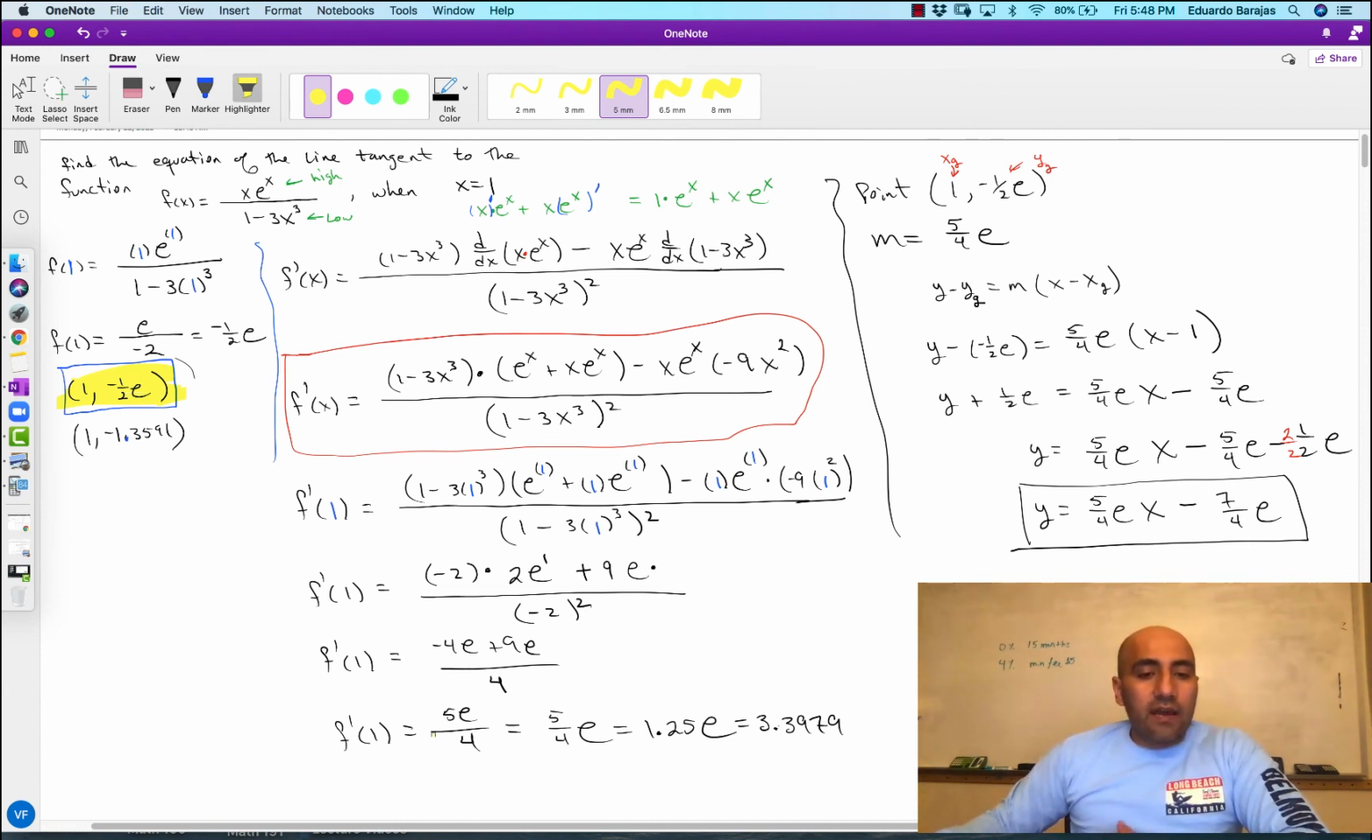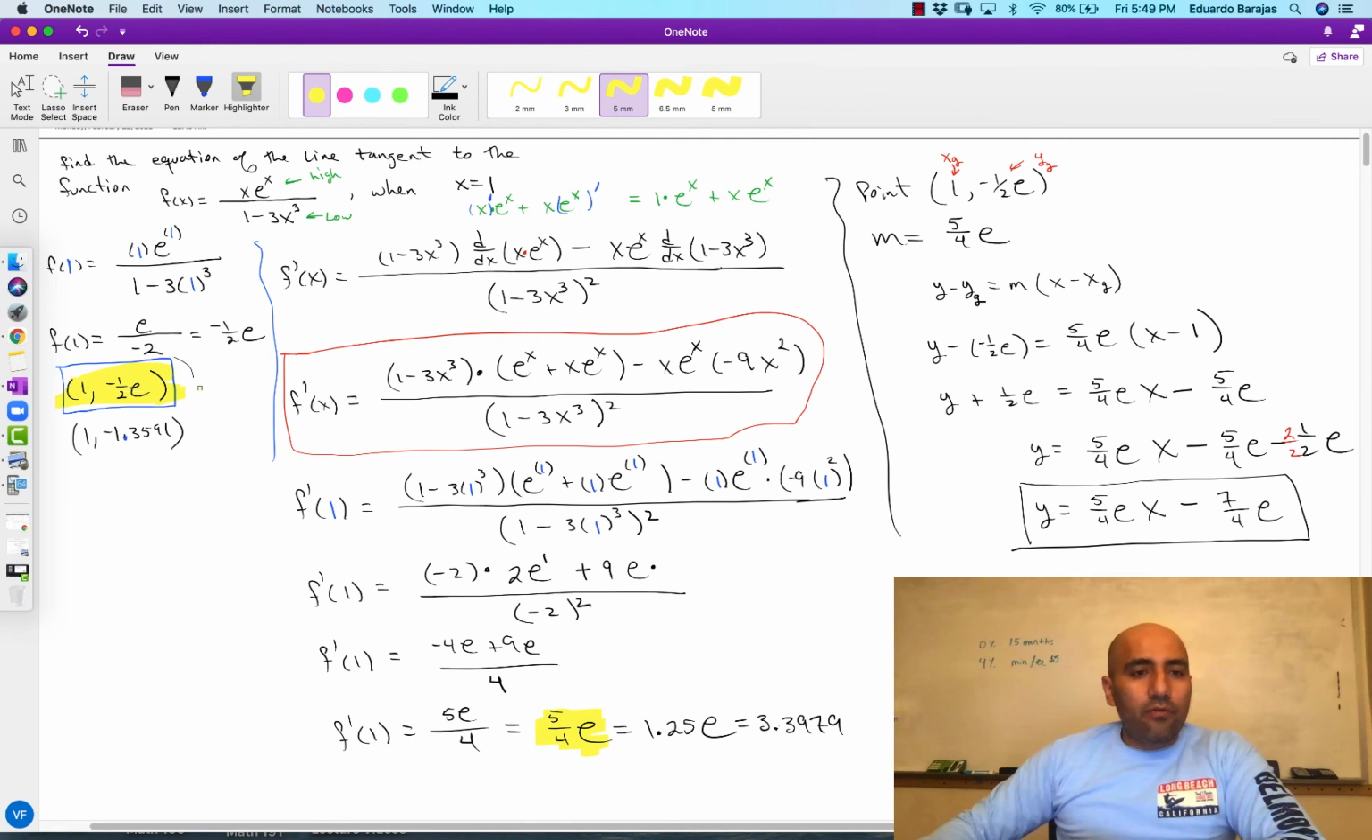Okay, so we found out that our f prime of 1 is equal to 5/4 e. So that's the slope of the line tangent at our point. So armed with both a point on the curve that's also going to be on the line tangent, as well as the slope of the line that's tangent, we can use our traditional formula for a line to find the equation of the line. Okay, so here's our final answer.